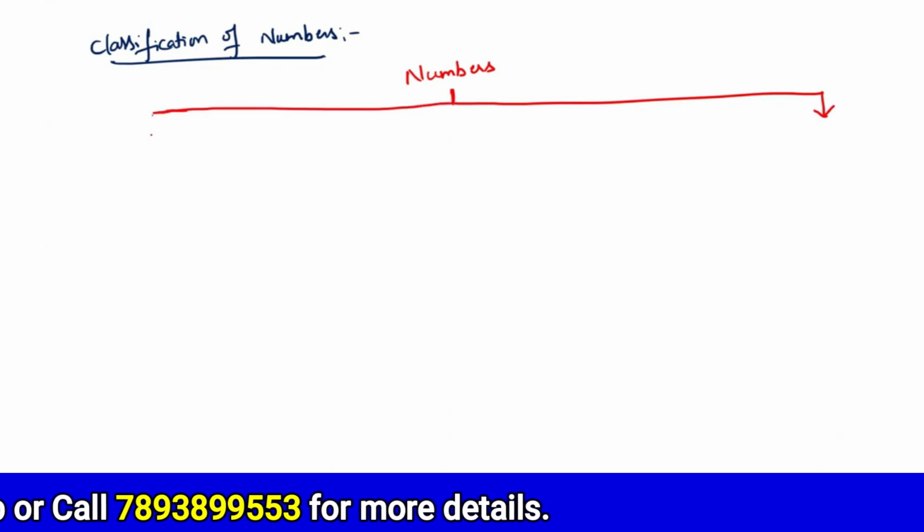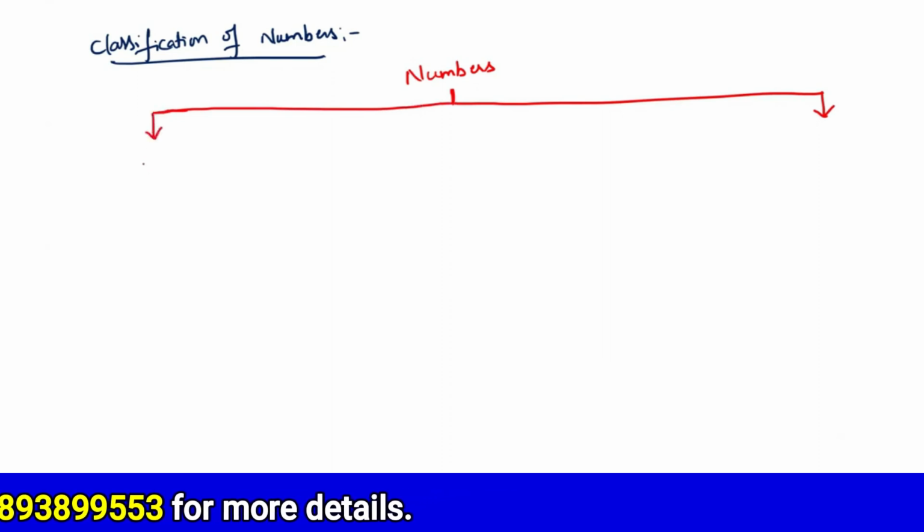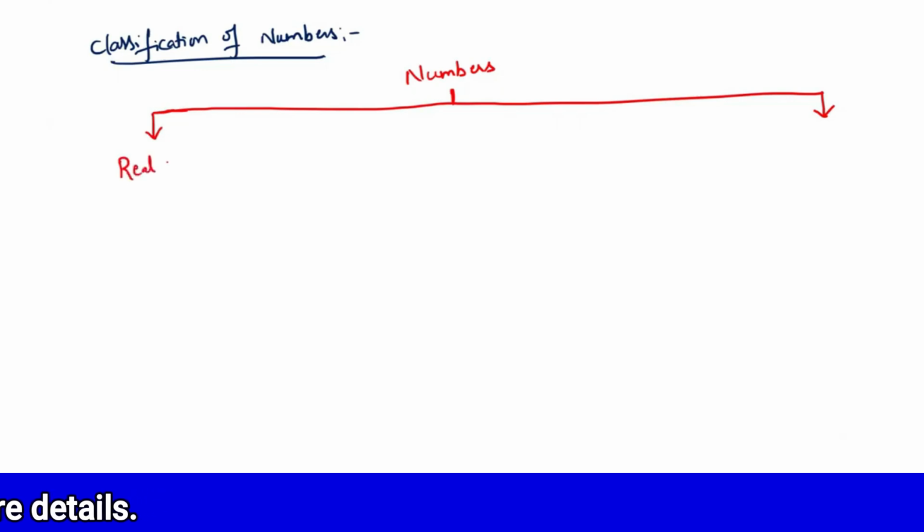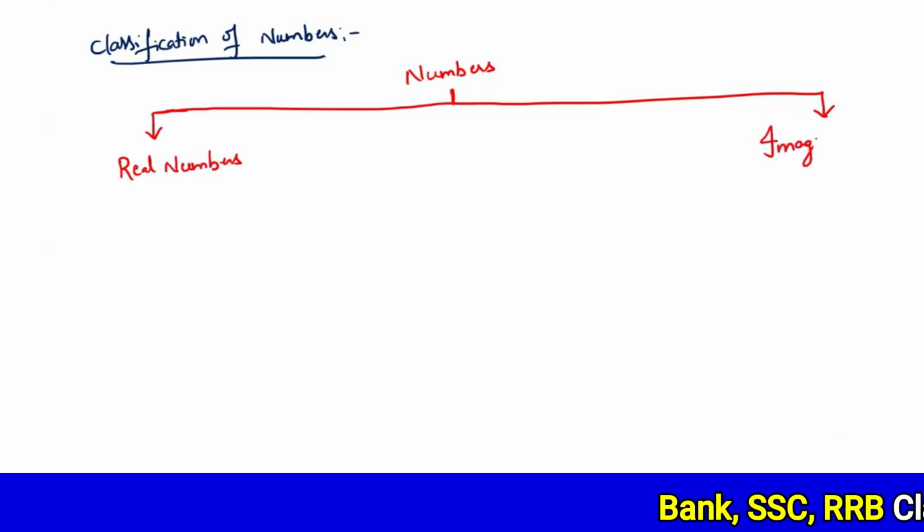How are the numbers classified? Real numbers, imaginary numbers. Yes, very good. So the first classification will be real numbers, and the next one will be imaginary numbers.